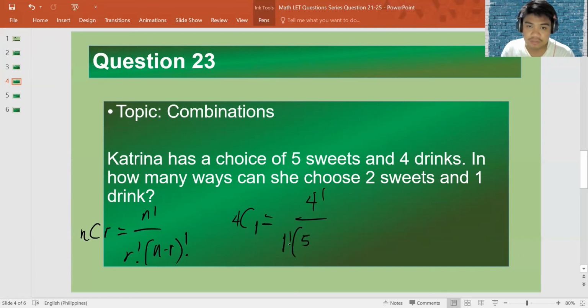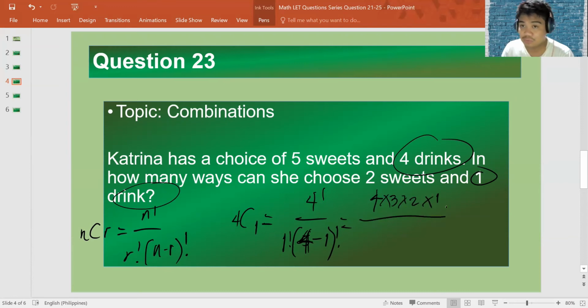Then we have 5 factorial minus 1 factorial. Sorry, not 5. This is 4, since we have 4 drinks, so it's going to choose 1 drink lang din. So 4 factorial is 4 times 3 times 2 times 1, or this is equivalent to 24 over 1 times 3 factorial. And remember, the 3 factorial is equivalent to 6.